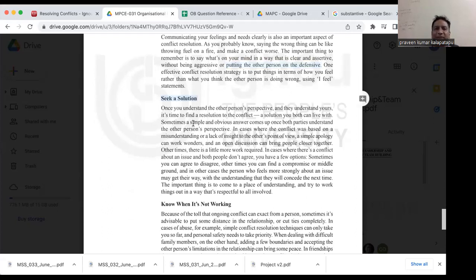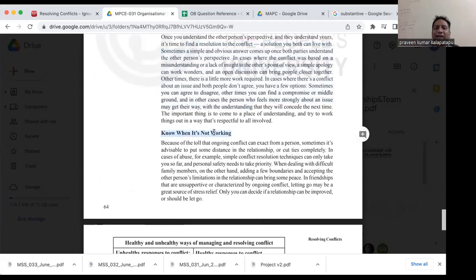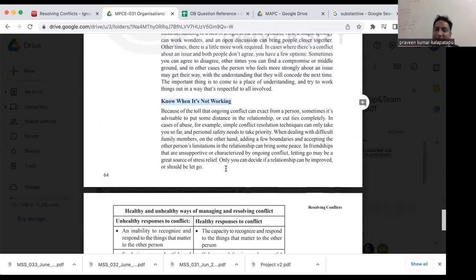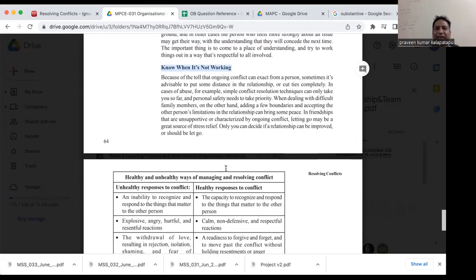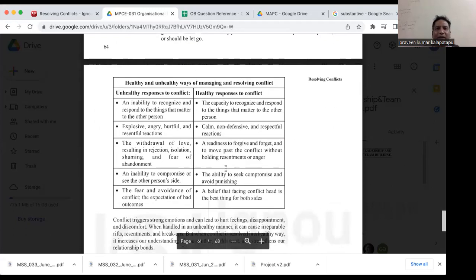This is also self-explanatory. All this particular paragraph you can write by yourself. Seek solution. You should actually have that particular discussion and go towards that particular solution. Know when it's not working. So if it is not working, you should be able to understand that it is not really working, right? That is what is know when it's not working. So healthy and unhealthy ways of managing and resolving conflict, right?